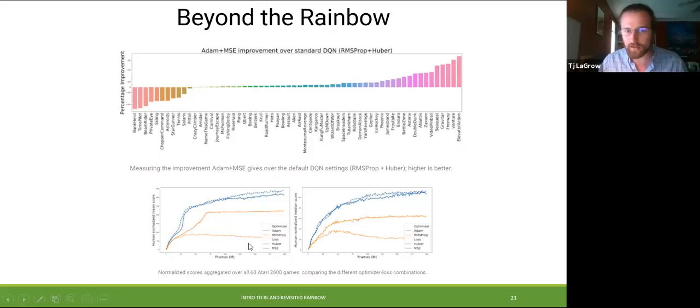Here it's a little small to see, but what they're trying to show is that in blue, Adam is performing better than RMSProp, and that the MSE is performing better than the Huber loss. And these are the 57 games as well, showing the improvement by using Adam plus MSE rather than RMSProp and Huber loss.